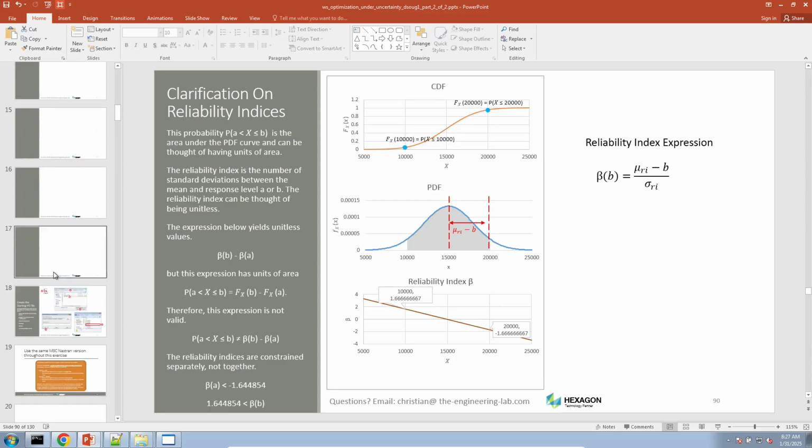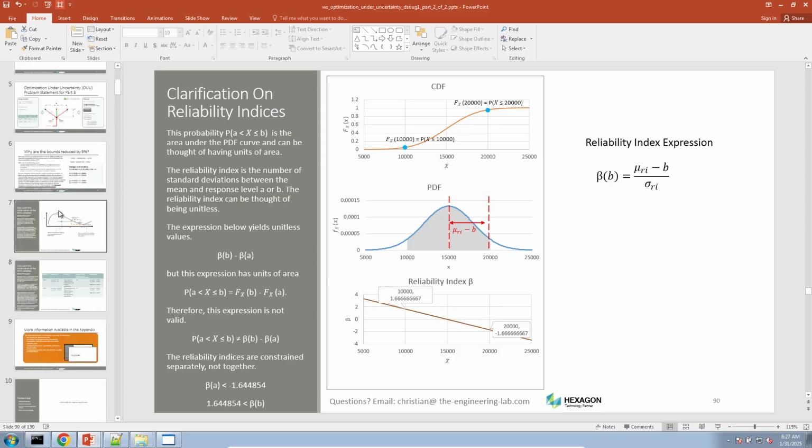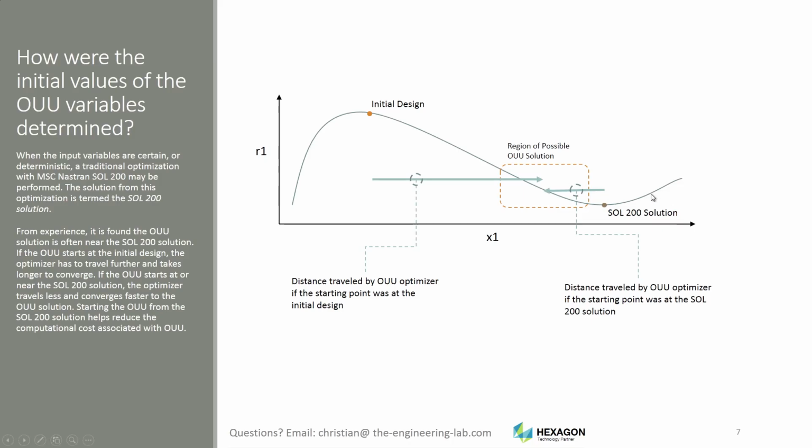So we started here at the SOL 200 solution. This was the starting point for OUU. Here, the probability of failure was 53%. Here I actually went ahead and found the actual probability. We found out the probability of failure was 53%, but we want at most a 5% probability of failure.